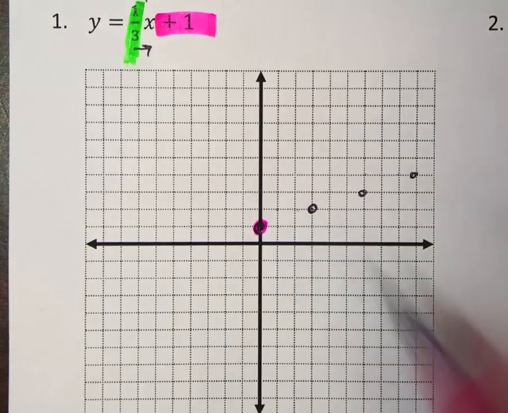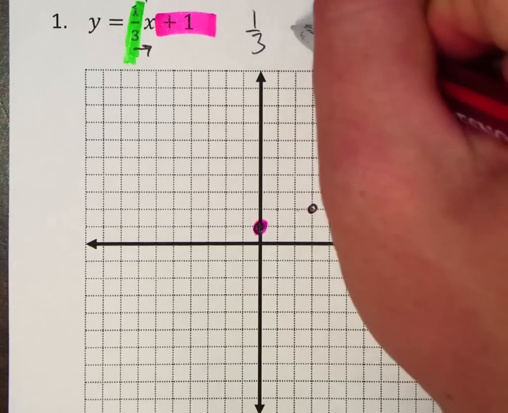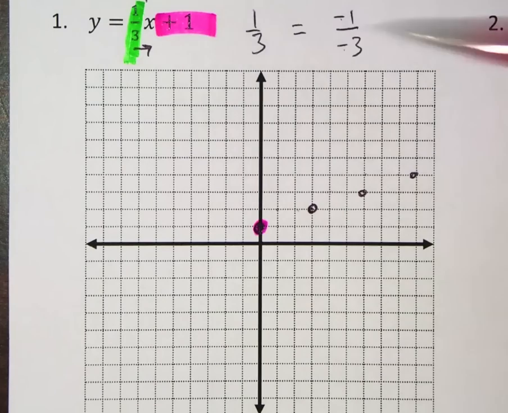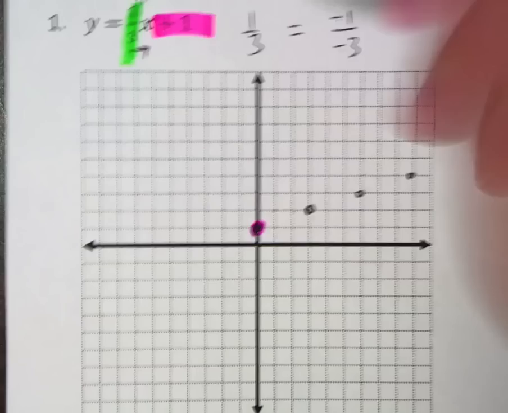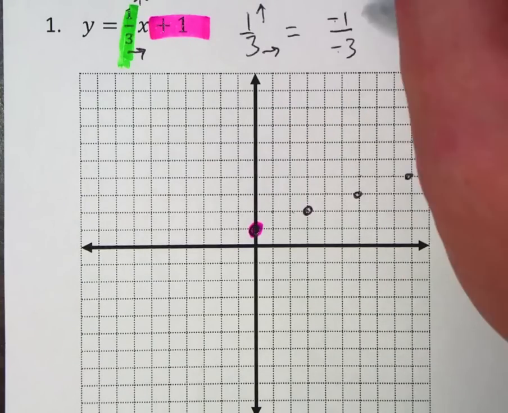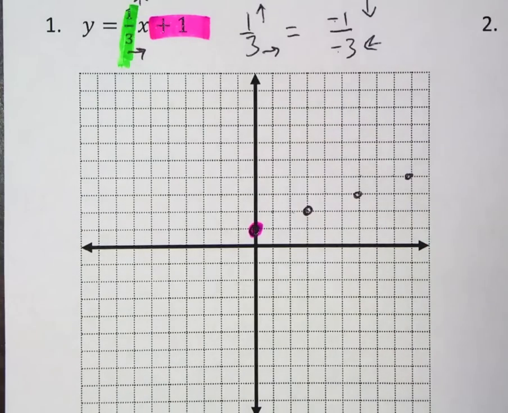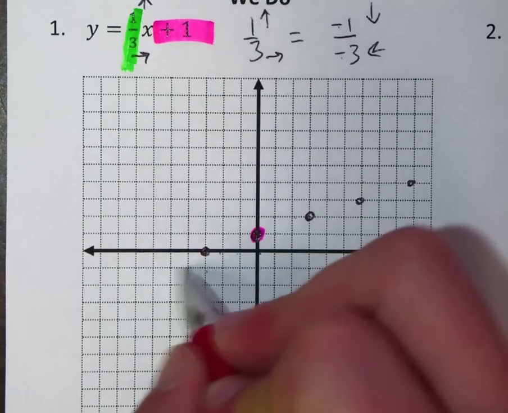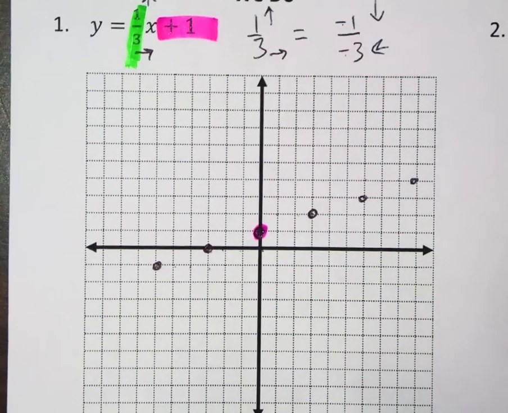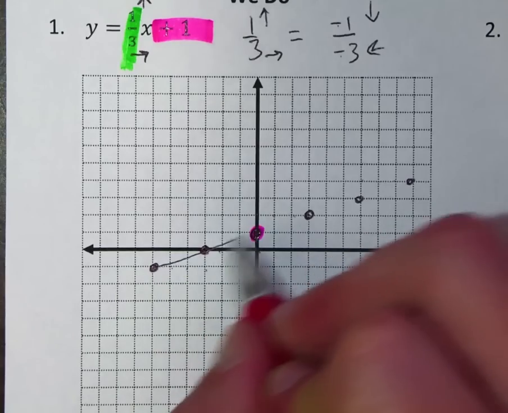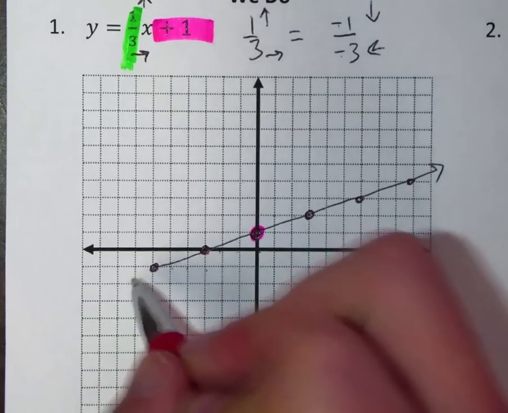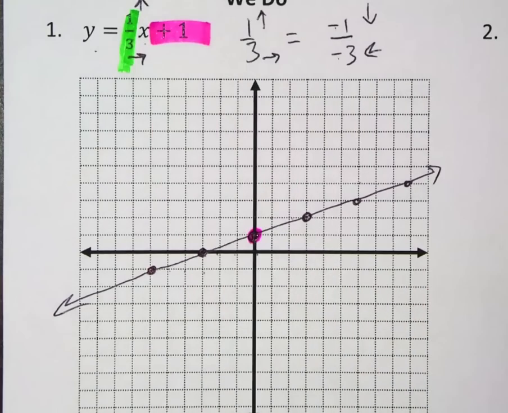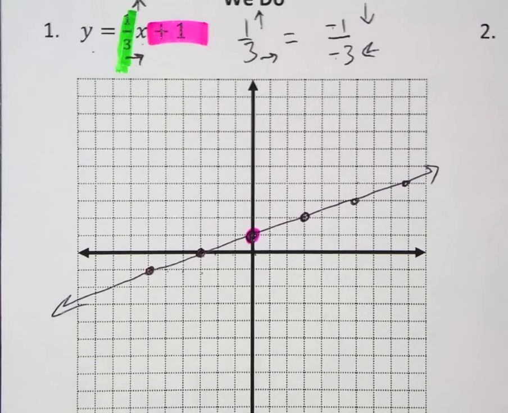I can also reverse this process. You'll notice if the slope is 1/3, that's the same thing as -1 over -3, because a negative divided by a negative is a positive. So while this is up 1 and to the right 3, this is down 1 and to the left 3. So from here I could go down 1 and to the left 3, and you can see we're on the same line of solutions. Any x, y point on this line, when you substitute it in, makes the equation true. That's why it's a solution.